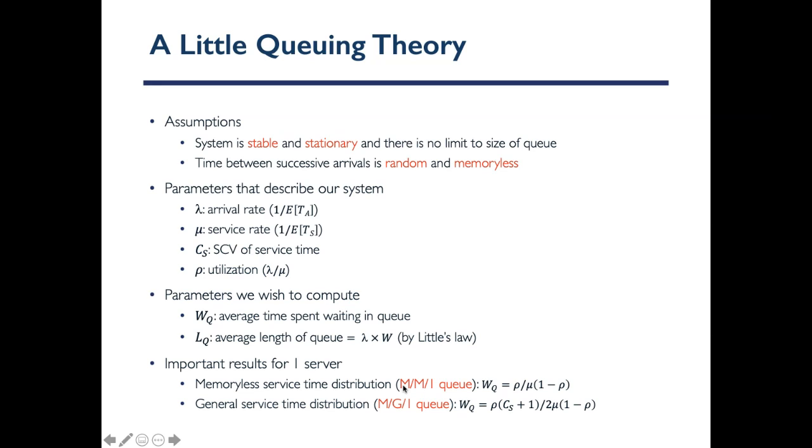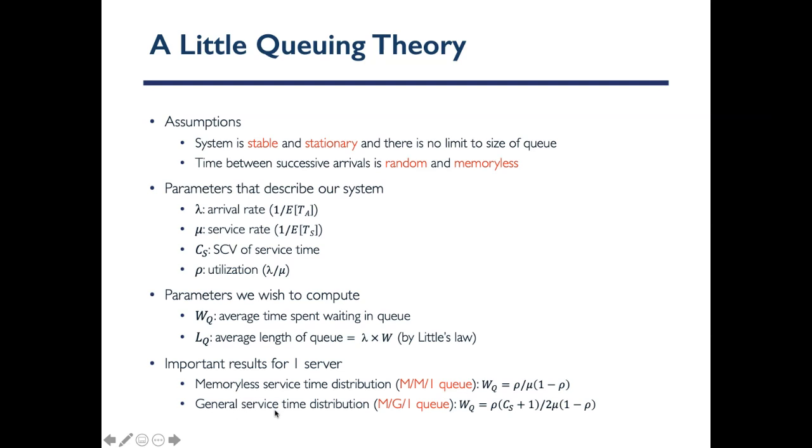But as a coincidence, it just turned out to be applicable to memory-less as well. So memory-less arrival time, memory-less service time, and only one queue. Then you can have a closed form formula for your WQ. So your WQ in this case is rho divided by mu times 1 minus rho.